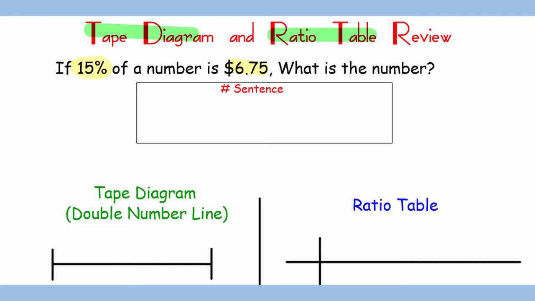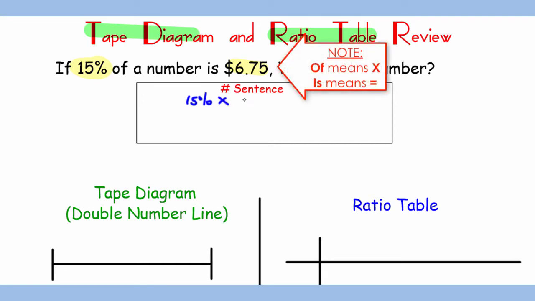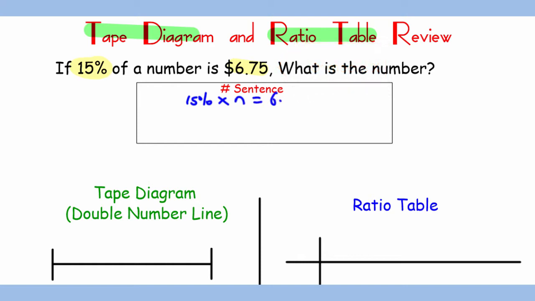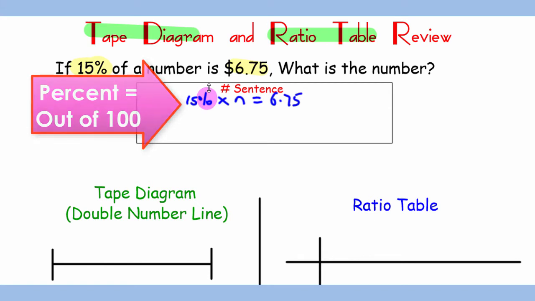So let's begin by writing a number sentence for this question first. 15% of means times a number, which we don't know, so we use the letter N. Is means equal to $6.75. As a reminder, whenever you see percent, it means out of 100.